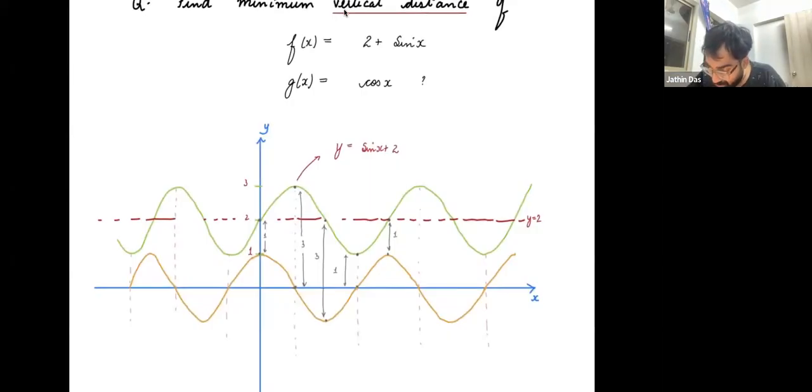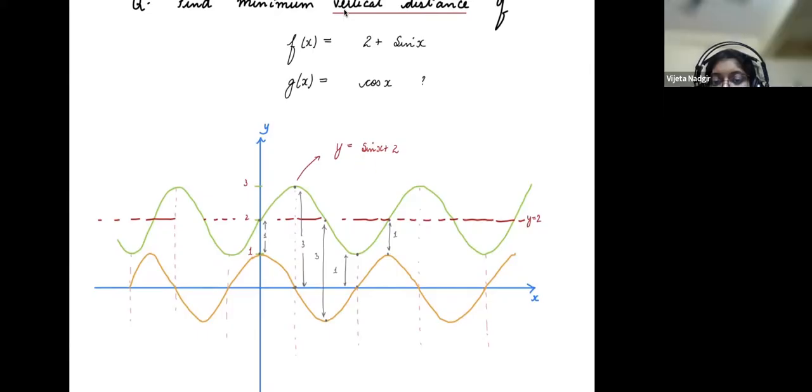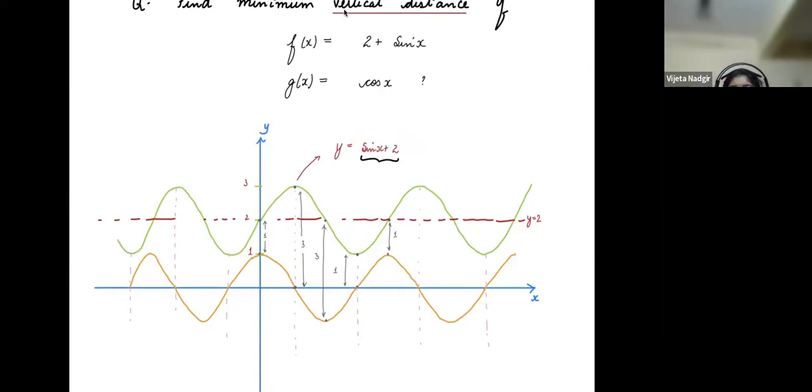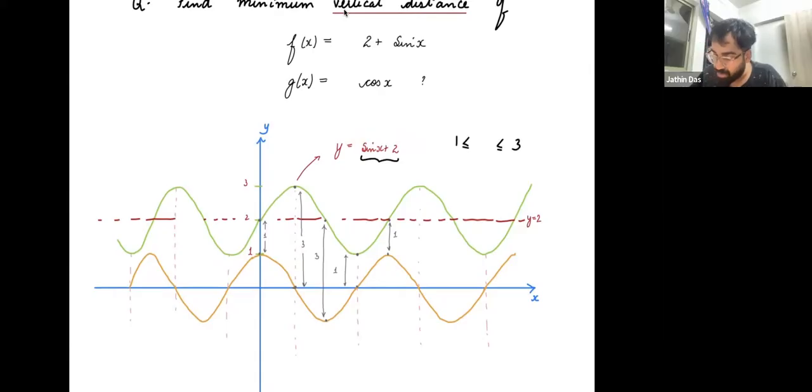So you know the range of sin x is what? It is between -1 and 1. If you add 2 to both sides, the range will become 1 to 3. That is what is going on here.